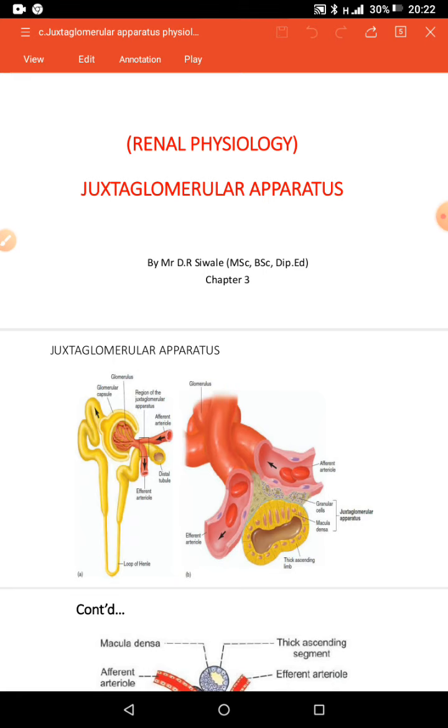Today we are continuing with where we ended. We are looking at the juxtaglomerular apparatus. Under this, we are going to describe the location of the juxtaglomerular apparatus and the function of the juxtaglomerular apparatus. Okay, so this is the juxtaglomerular apparatus, and where is this same juxtaglomerular apparatus located?